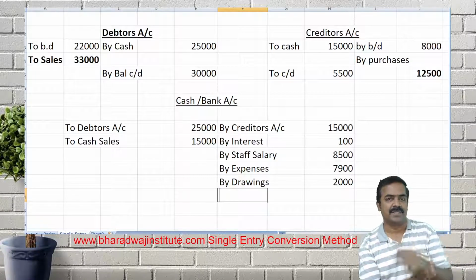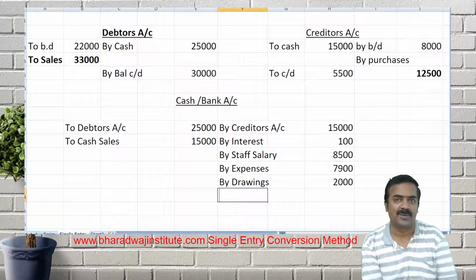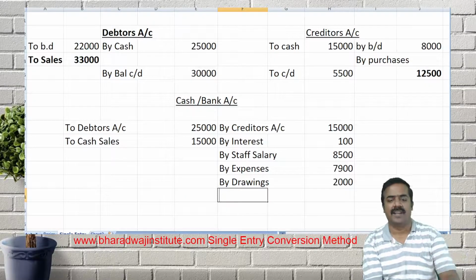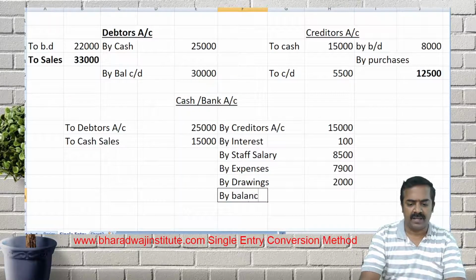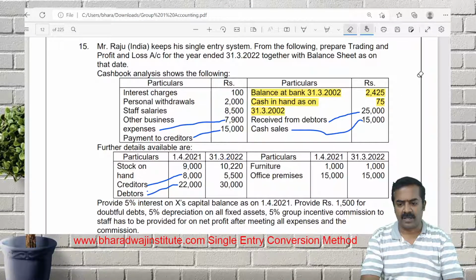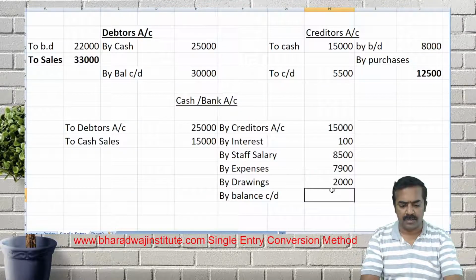The group incentive commission is calculated after closing all the ledgers, after preparing the trial balance, while doing final accounts only. We calculate commission then. That will be coming as an outstanding item. So by balance carried down, cash plus bank balance. Cash plus bank balance is 2425 plus 75. How much will come? 2000?